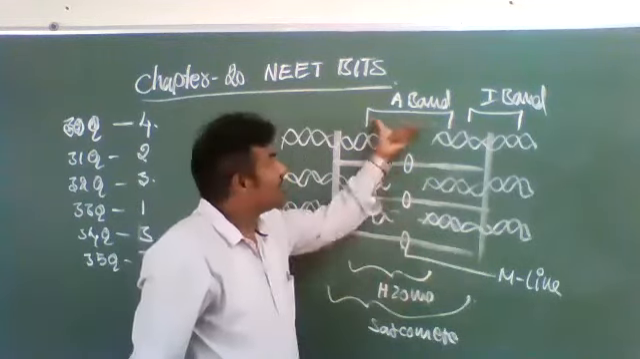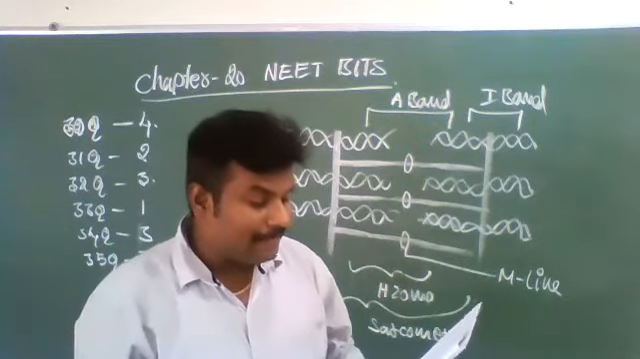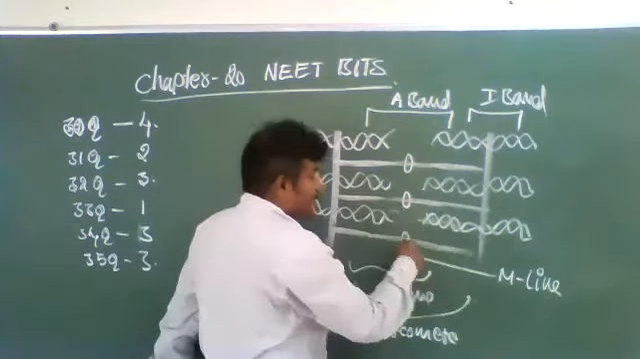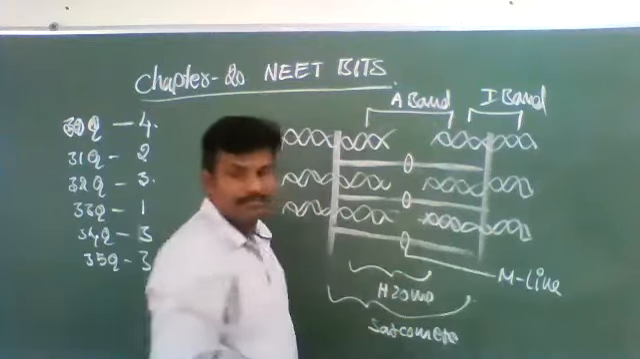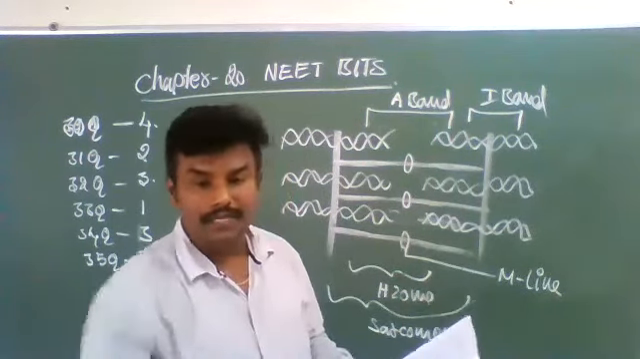H zone is present within A band. So option 2 is correct. M line is present in the middle of H zone. Option 3 is correct. All of these, answer say.